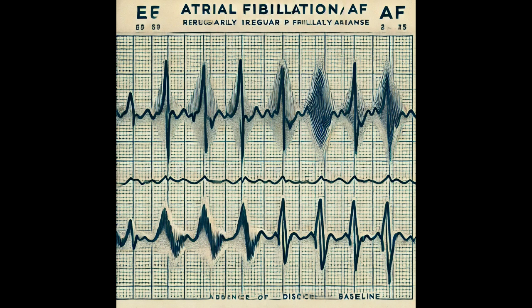So we've got the missing P waves, the F waves, and the irregular rhythm. Is that pretty much it for AFib on an ECG? Well, there's more to it than that. AFib isn't always the same. It can show up in different ways. Oh, interesting. Tell me more. It can present with a slow heart rate, a normal one, or even a fast one. So there's a spectrum of how it can manifest. Exactly. And that affects the symptoms too.